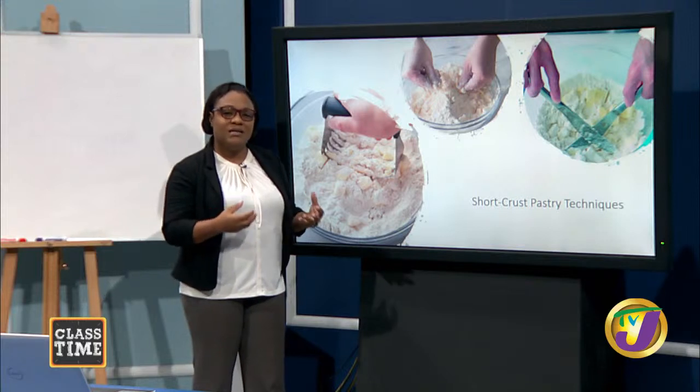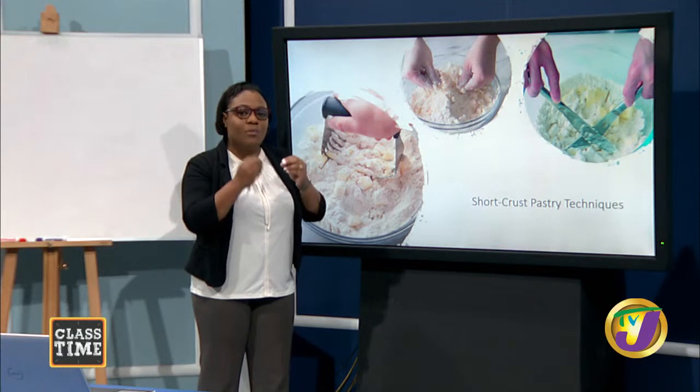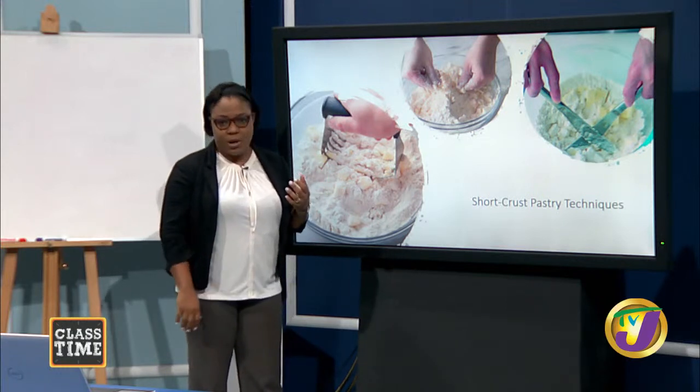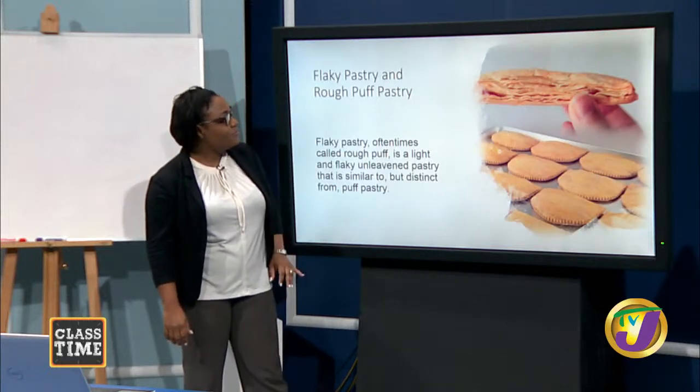Pastry ought to be light. It ought to be airy. And it's just supposed to crumble and melt in your mouth. Boiled dumpling doesn't do that. All right? So let's move on.